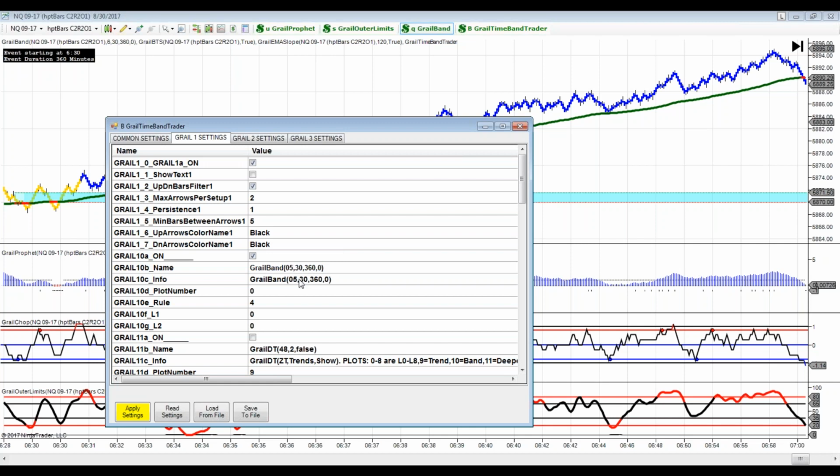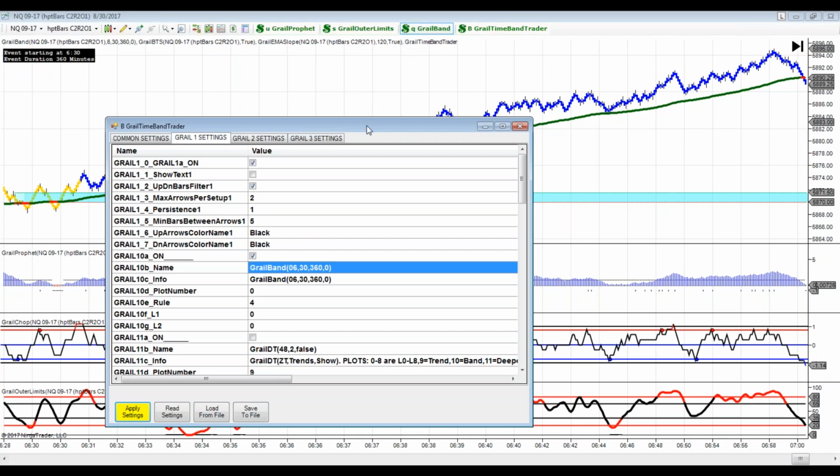I'll just change the time to 6:30. I only need to do that once and click apply, and it'll make this change down here automatically for you. Now I'm set for 6:30, matching my band. 6:30, 360, it matches my band.